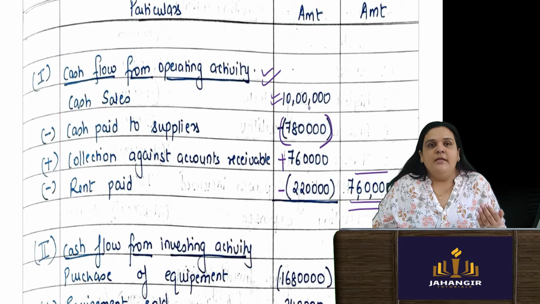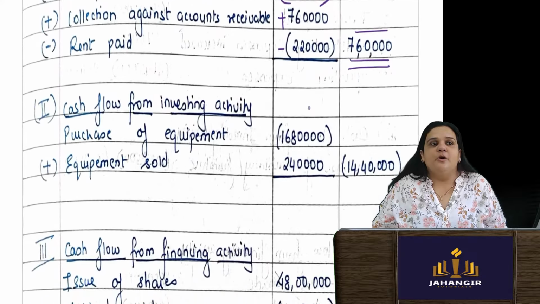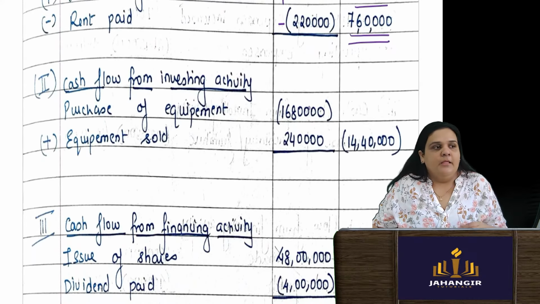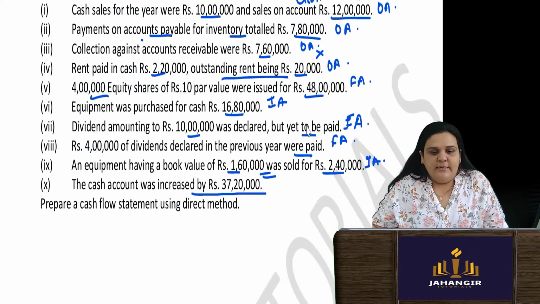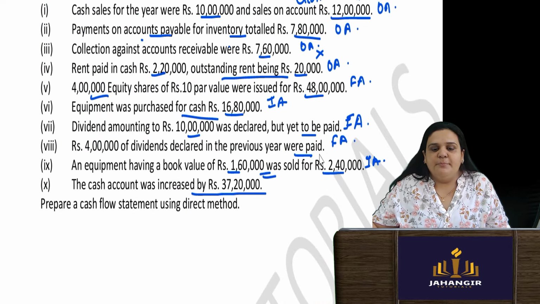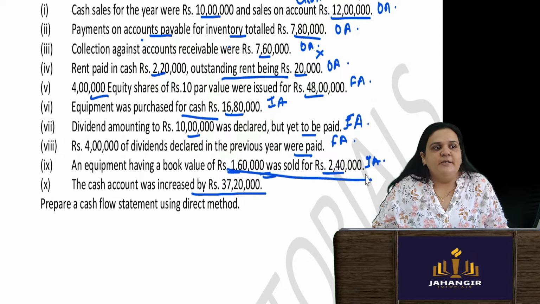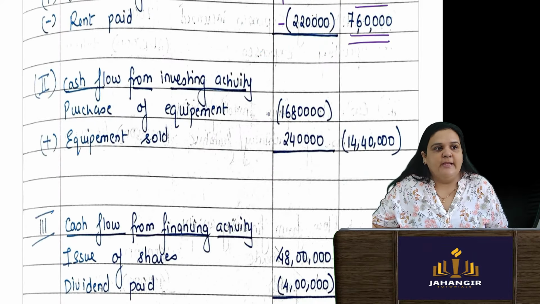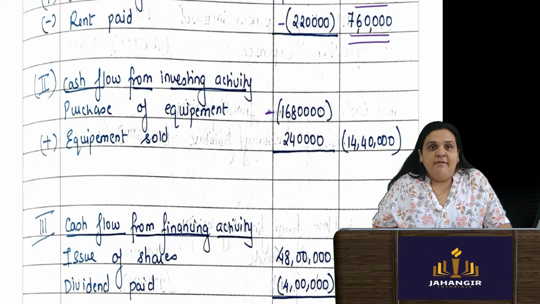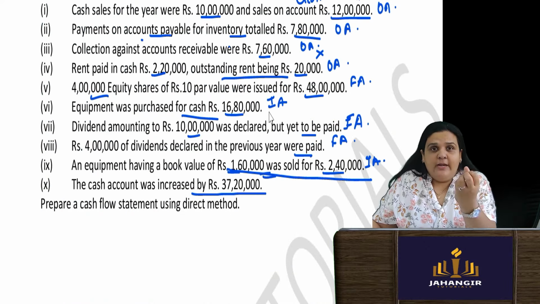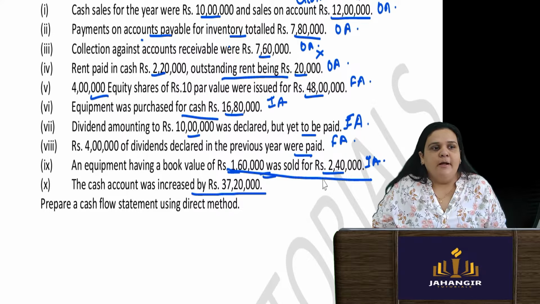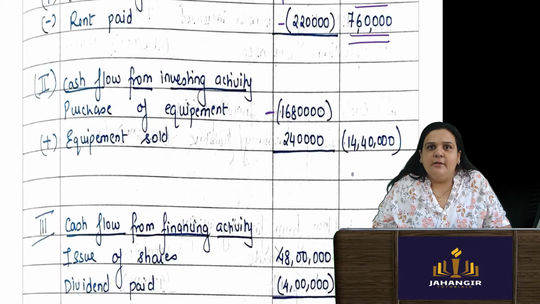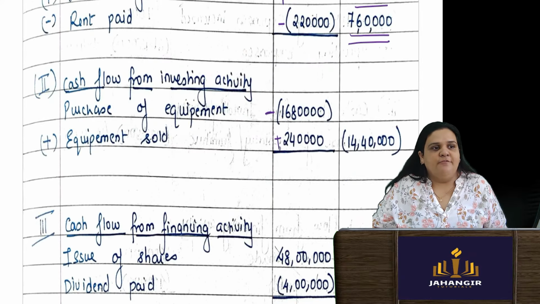Now moving to your investing activity, which is related to your assets and equipments. Okay, cash flow from investment activities. We have only 2 now. Equipment was purchased and then there was one equipment sold. So when I have purchased the equipment for cash, my cash is going to move out, will be negative. And when I am selling that equipment, I am going to get my cash coming in. How much? It was of book value 1,60,000, but how much cash is going to come in? 2,40,000. So I am going to just add that 2,40,000.